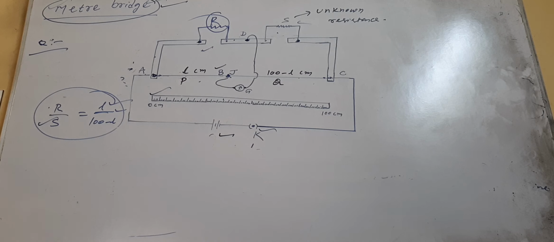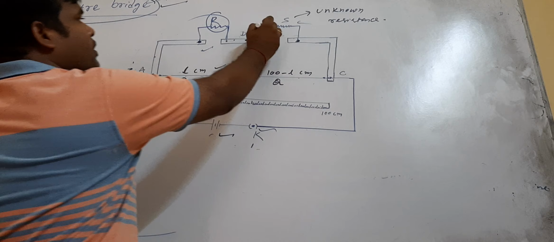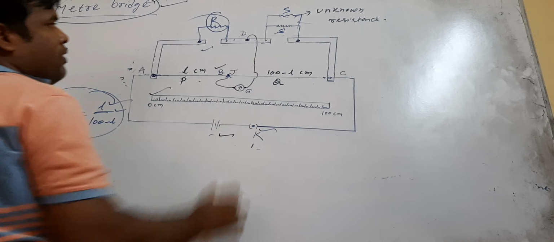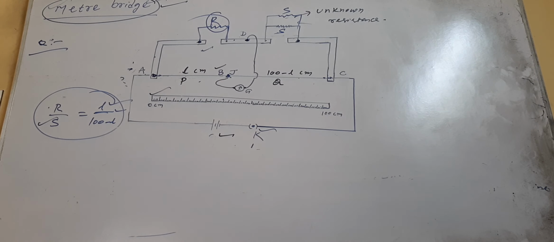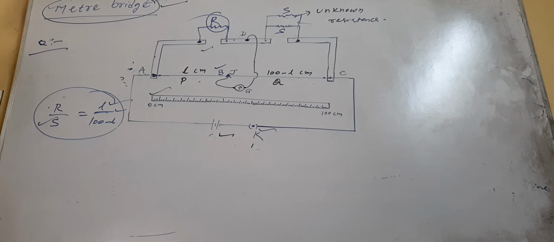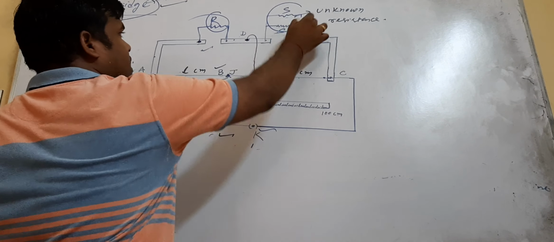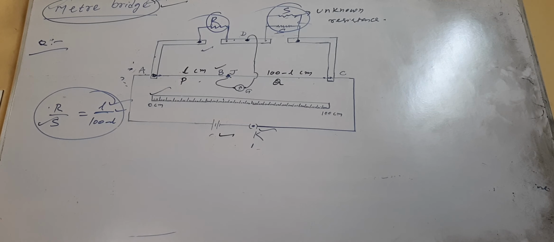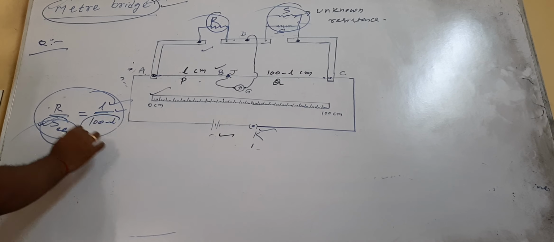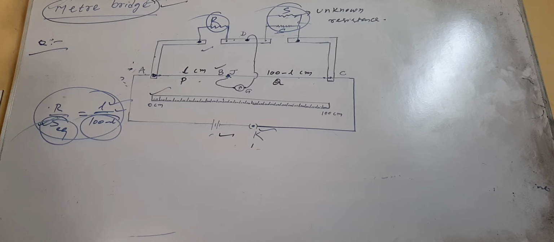Suppose this is the arrangement. If you add another resistance in parallel, then where will the null point shift? If it is connected in parallel, then what happens to the net resistance? Net resistance will decrease. As S equivalent will decrease, that means 100 minus L will decrease. That means it will shift towards the right.